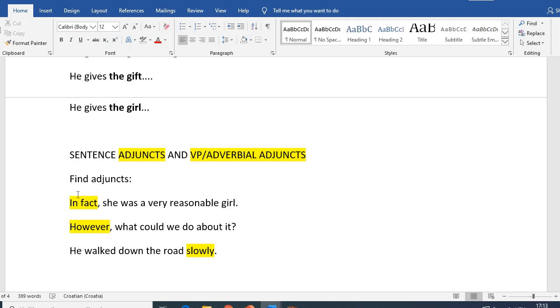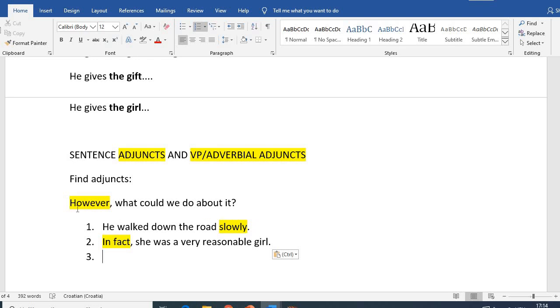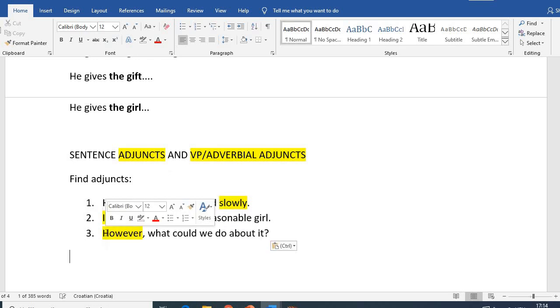But we will also have a separate lesson on adjuncts, but just here for the beginning we can have like 3 types of adjuncts. So let's see the difference between these 3 yellow ones. So we have, in fact, she was a very reasonable girl. Then we have, however, what could we do about it? And we have, he walked down the road slowly. If you compare these 3, let's call this one the first type, this would be the second type, and this is the third one.